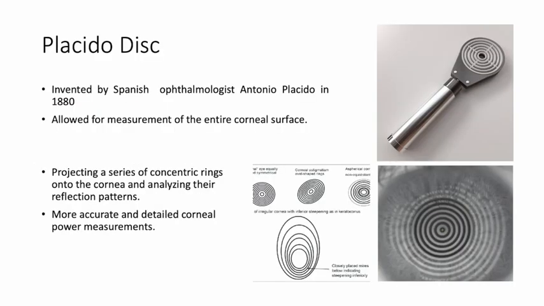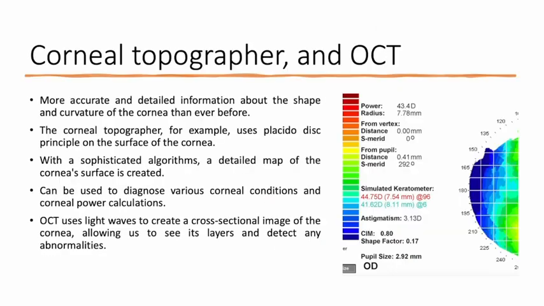The Plácido disc was invented by Spanish ophthalmologist Antonio Plácido in 1880. Unlike keratometry, which measured only the central portion of the cornea, the Plácido disc allowed for measurement of the entire corneal surface. Corneal topographer and OCT have revolutionized the way we diagnose and treat eye conditions. They provide more accurate and detailed information about the shape and curvature of the cornea than ever before.